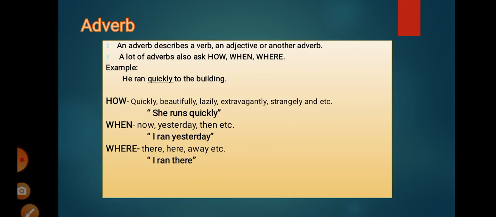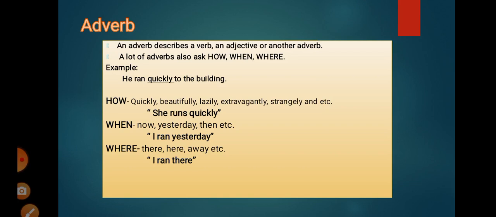Examples of adverbs that answer the question where are words like there, here, and away. For example, in the sentence "I ran there," there tells us where I ran. One thing to be careful about is that some prepositional phrases can also answer the questions how, when, and where. The difference is that prepositional phrases start with a preposition, and an adverb does not.